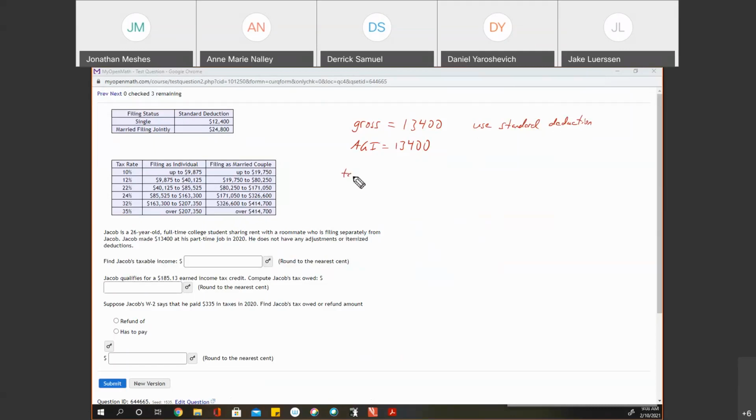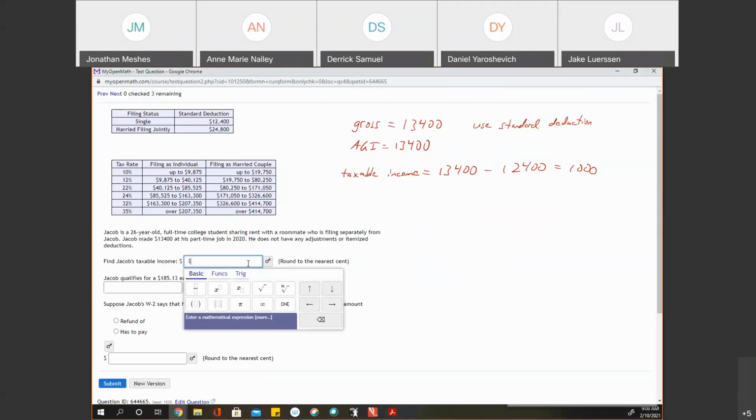Okay. So the taxable income is going to be the adjusted gross income, 13,400, and then we subtract off the standard deduction, 12,400. Okay, so in this case, we end up with $1,000 of taxable income. All right, now we want to compute the taxes.